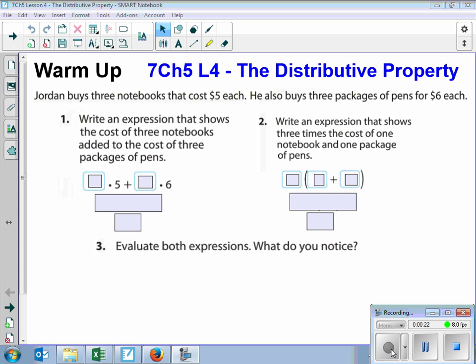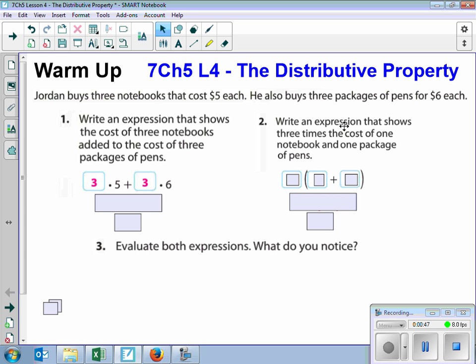of pens. So, the cost of notebooks were $5, so we're going to multiply 5 times 3. And then the pens were $6 per pack, so he bought 3 of those, so that's 3 times 6. Now, I'll do the next expression here for number 2.